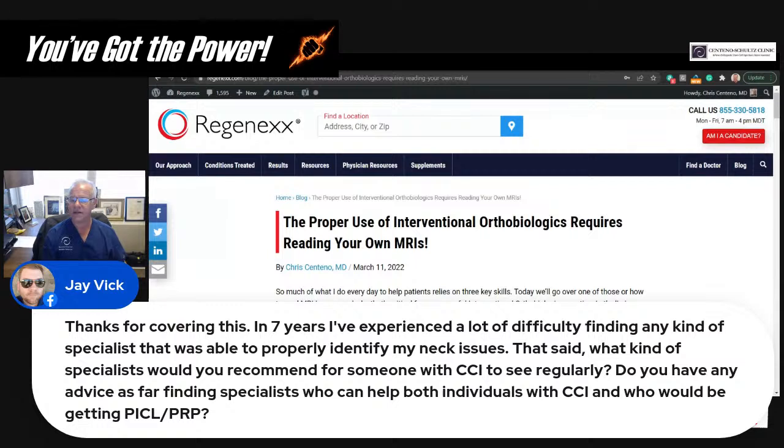In 7 years, I've experienced a lot of difficulty in finding any kind of specialist who would be able to properly identify my neck issues. That said, what kind of specialist would you recommend for someone with CCI to see regularly? Do you have any advice as far as finding specialists who can help both individuals with CCI and who would be getting PICL, PRP?